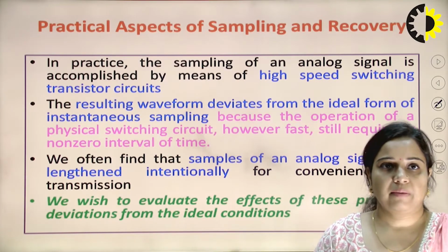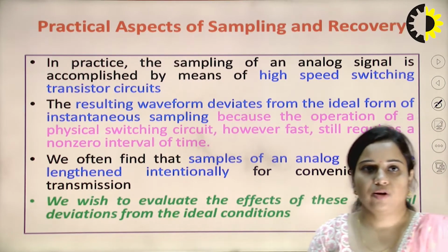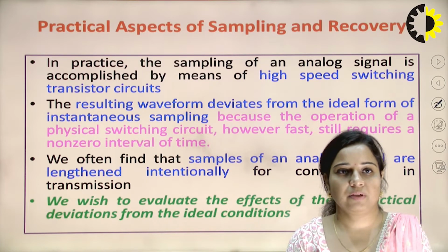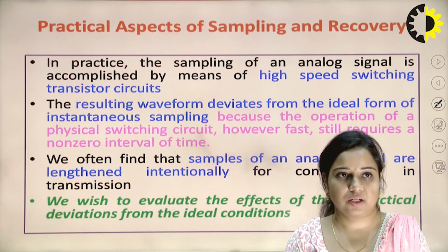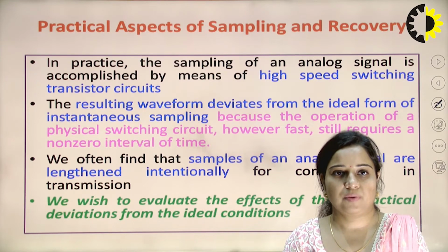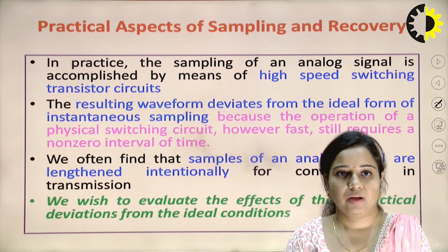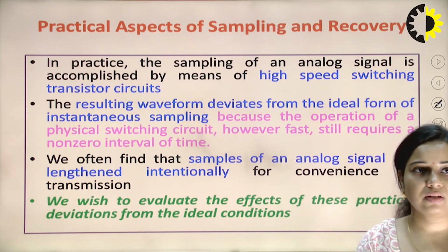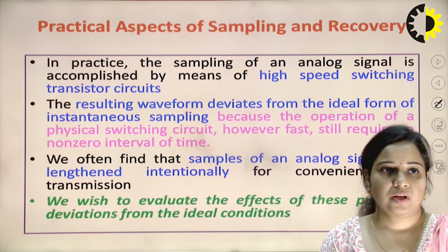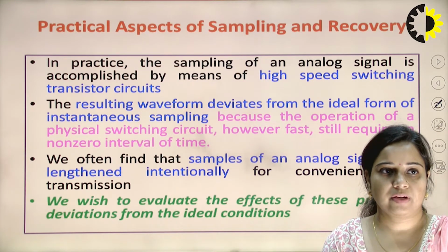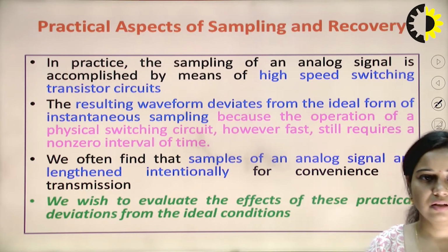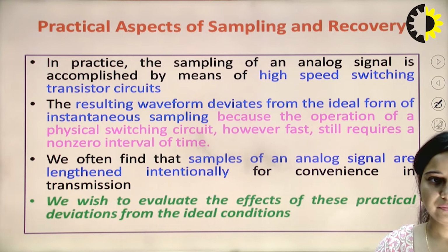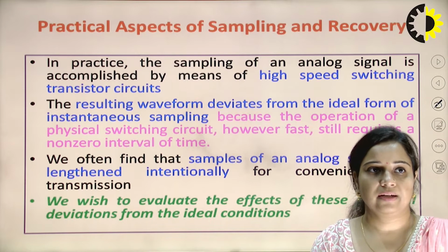Practical aspects of sampling and recovery. In practice, the sampling of an analog signal is accomplished by means of high speed switching transistor circuits. The resulting waveform deviates from the ideal form of instantaneous sampling, because the operation of a physical switching circuit, however fast, still requires a non-zero interval of time. We often find that samples of an analog signal are lengthened intentionally for convenience in transmission. So we wish to evaluate the effects of these practical deviations from the ideal conditions.